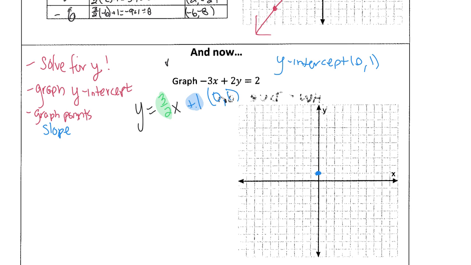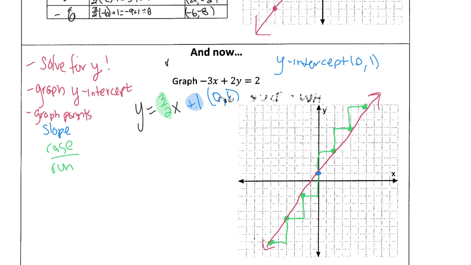Then, I remember slope is rise over run. So that means I'm rising 3 and I'm running 2. Rising 3, running 2. Rising 3, running 2. Same thing, rise 3. But when you go down, you go to the left. Okay. And so now that's my line. Connect all the dots. Okay.